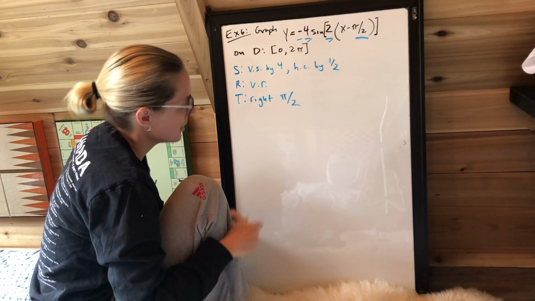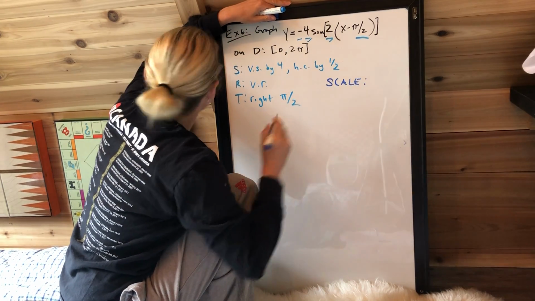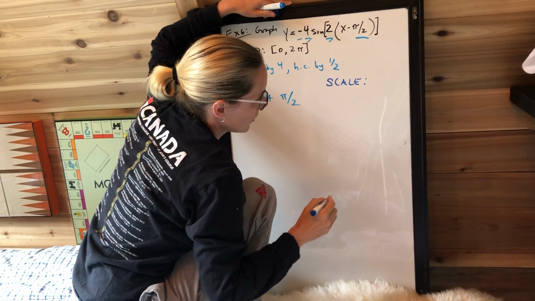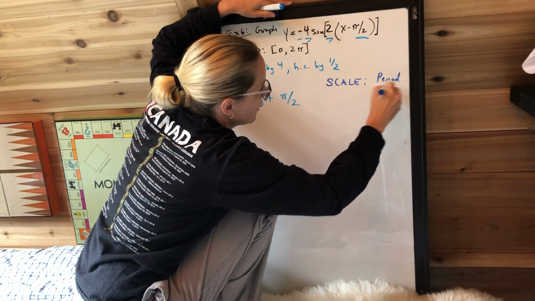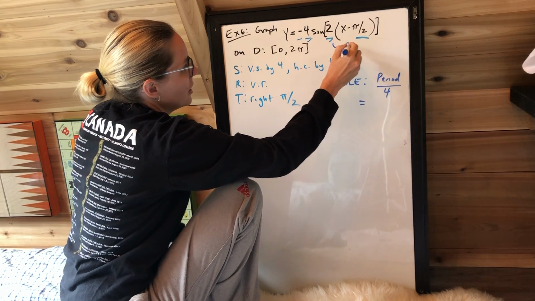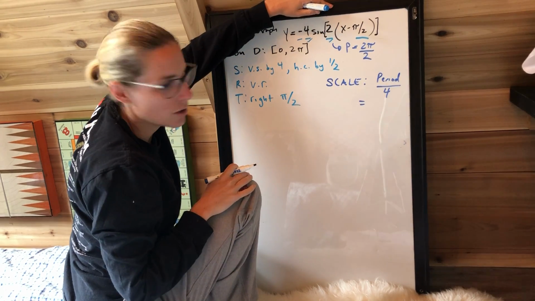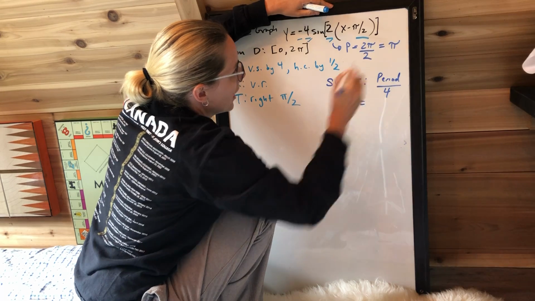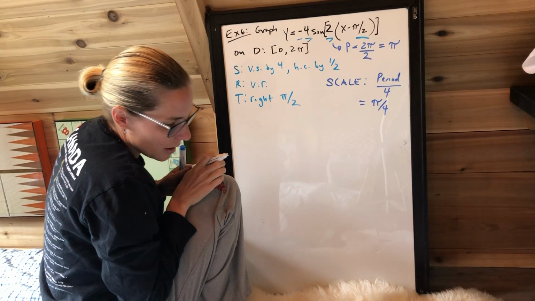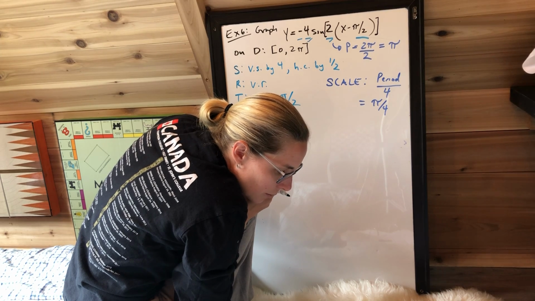Now again, I said very carefully that one thing that's going to be important to us is our scale. Okay, so our scale can be figured out by doing period divided by 4. So then you have to say, well, what is the period? Well, the period comes directly from this. Period is 2 pi divided by your b value. In this case, it is a 2. So 2 pi divided by 2 is just pi. So here, our scale should be pi by 4. Okay. Do I need to know anything else about that? Scale pi by 4.